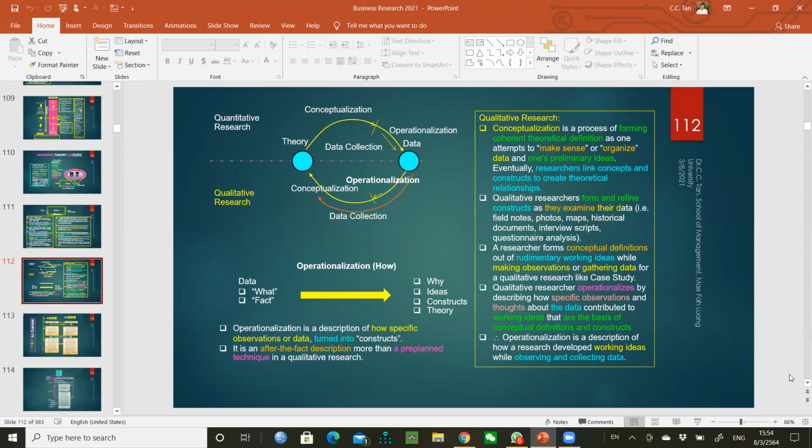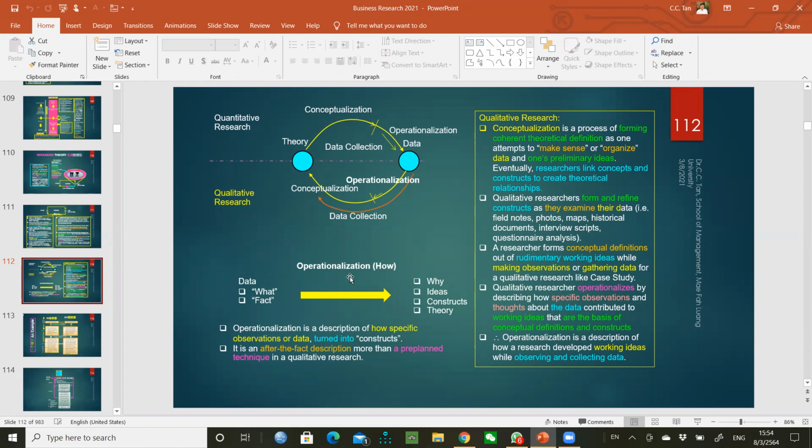Okay, so we will look into the details, step by step. I will probably focus on the qualitative, and then slowly move into telling you the quantitative research methods.